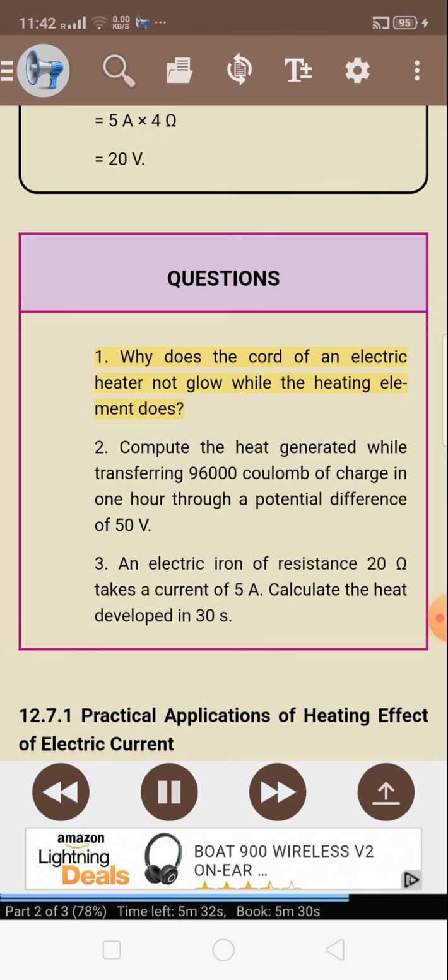Questions. 1. Why does the cord of an electric heater not glow while the heating element does? 2. Compute the heat generated while transferring 96,000 coulomb of charge in 1 hour through a potential difference of 50 V. 3. An electric iron of resistance 20 ohms takes a current of 5 A. Calculate the heat developed in 30 s.